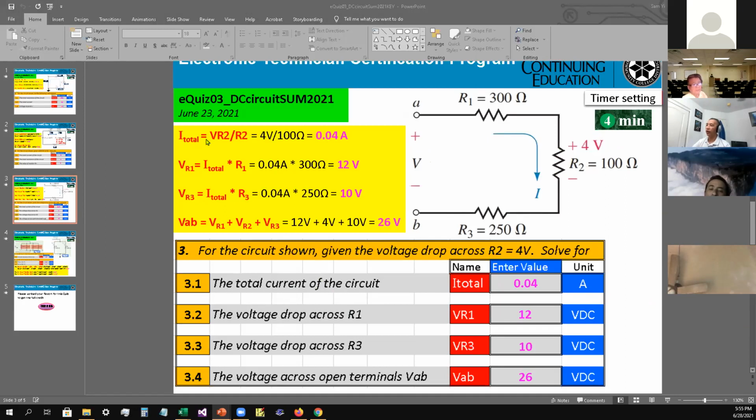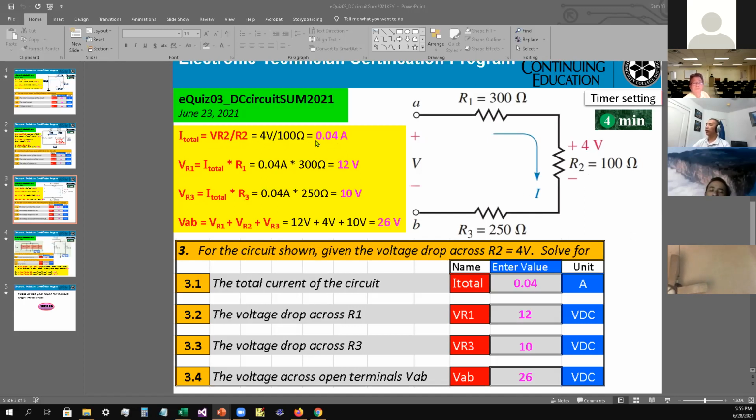So I total equals VR2 divided by R2, which equals VR2 is 4 volt divided by 100 ohms. So that gives you 0.04 amps. So now we know the total current is 0.04 amps.